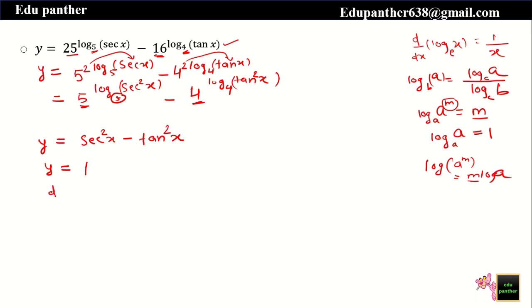Now just take the derivative. So dy by dx. What is the derivative of 1? Since 1 is a constant number, its derivative is 0. So this is done. Clear? We can differentiate this function with the basic formula also, but if we use the properties of log, it will become very easy. Clear? Okay. Now we'll move to the next problem.